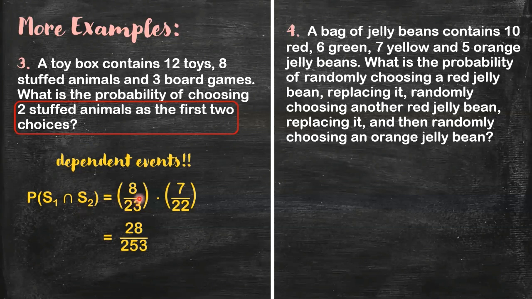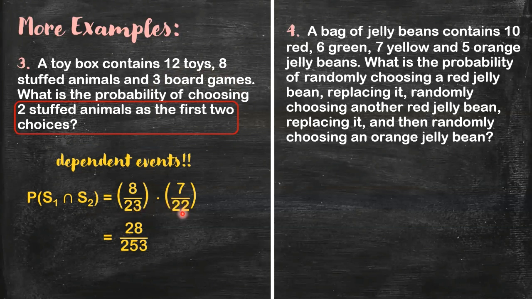Okay? So, una, ilan ba ang stuffed animals? 8. Okay? Ano? Out of ilan yung toys inside the toy box? You have 12 plus 8 plus 3. So, you have 23 in all. So that's why 23 in the denominator.